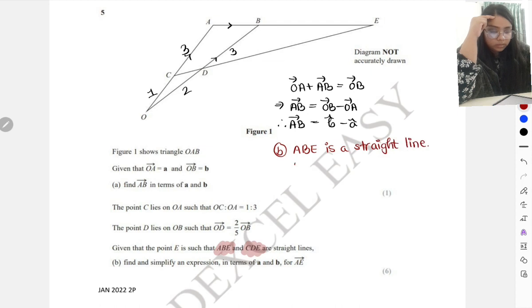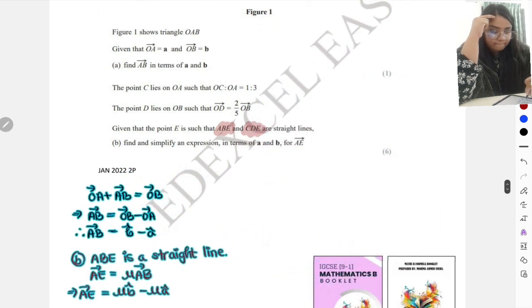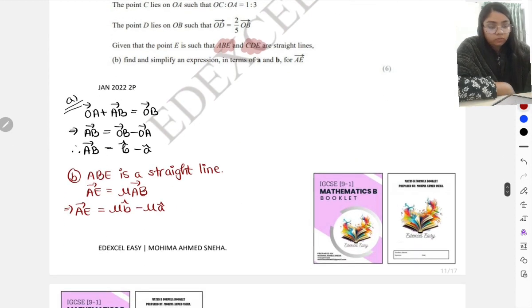which means that AE is equal to mu AB, which is going to be AE is equal to mu B minus mu A, right? Okay, so we'll move on. Now we have the first expression for AE, right? This is the first expression for AE.